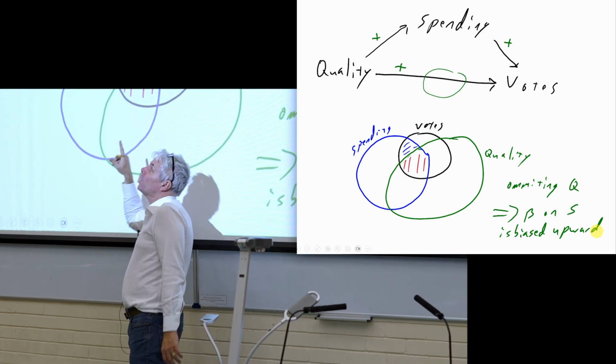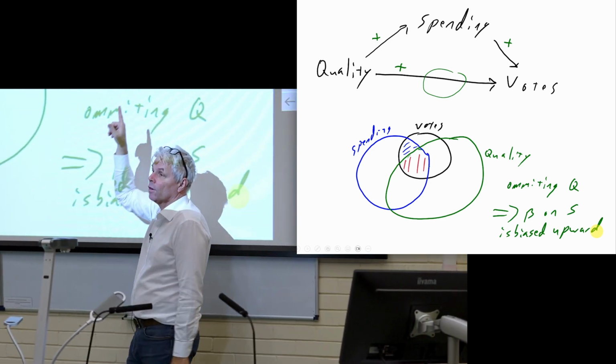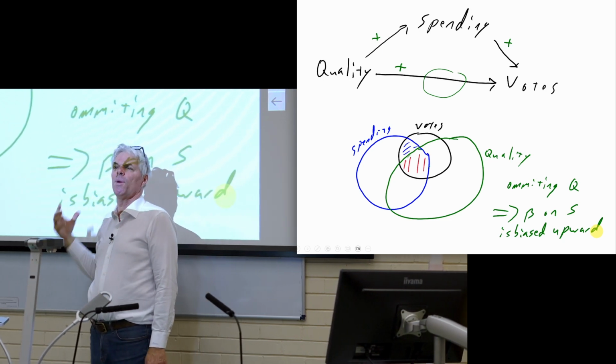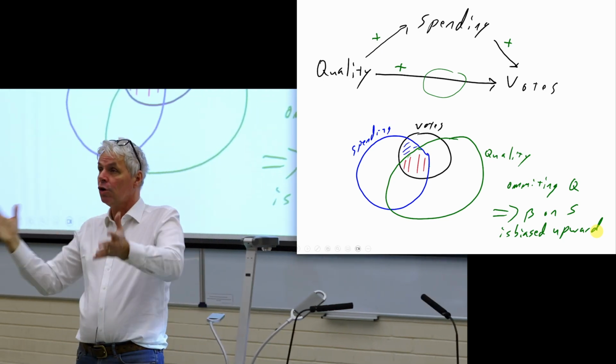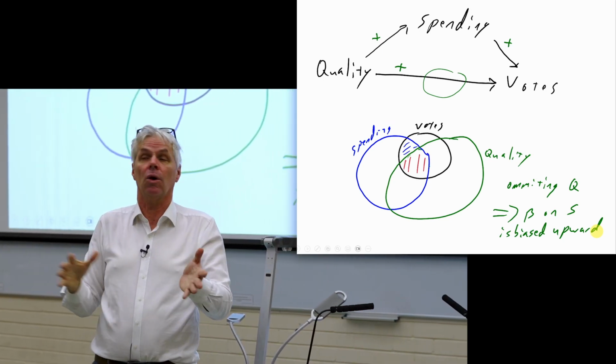And it's very plausible that the direct effect of quality on votes is big as well. Like if we believe in democracy, we're really hoping it's big, right? That a good candidate's going to get lots of votes. That's the whole idea of democracy.